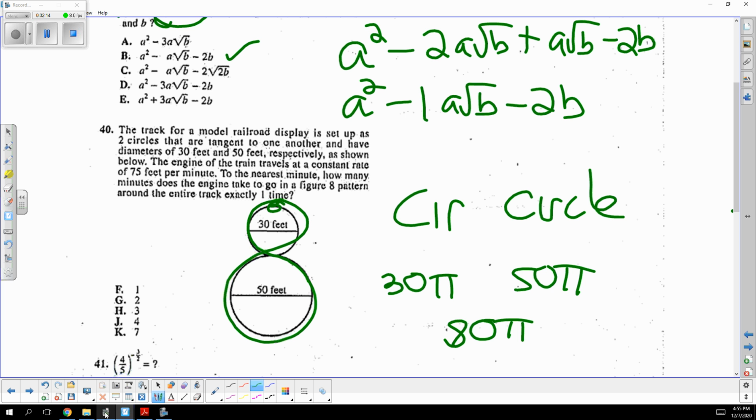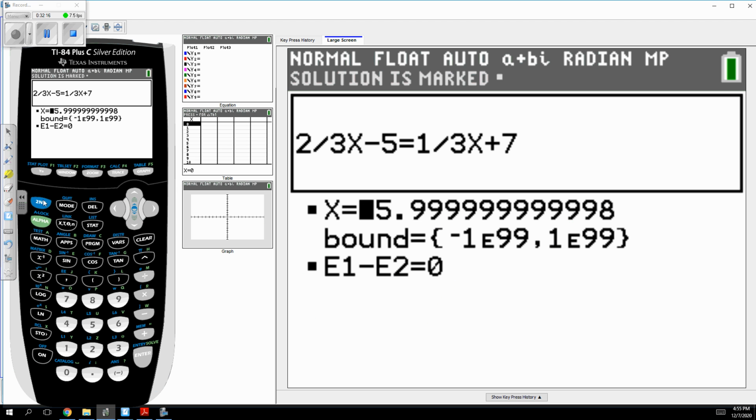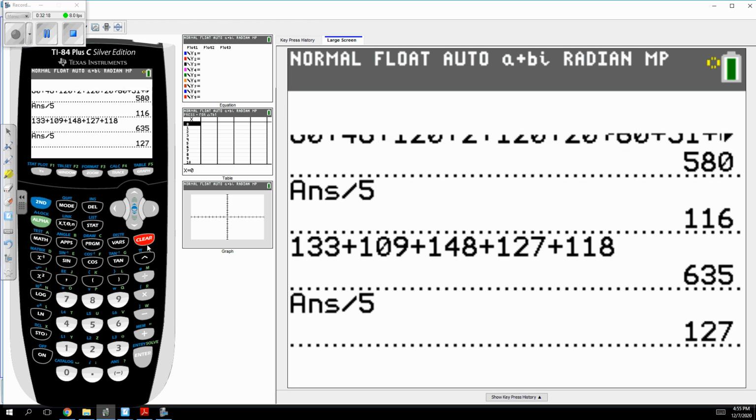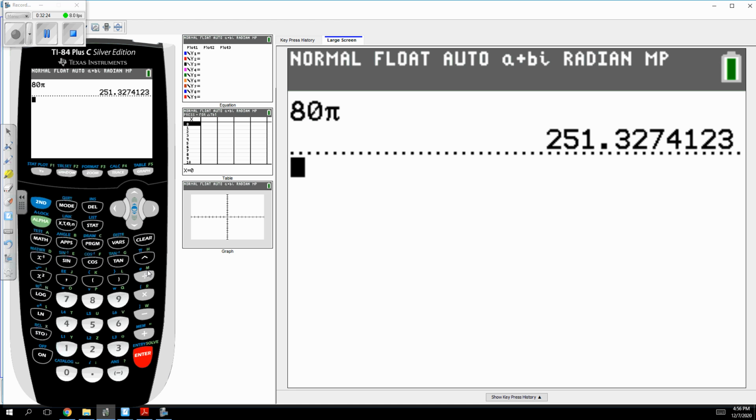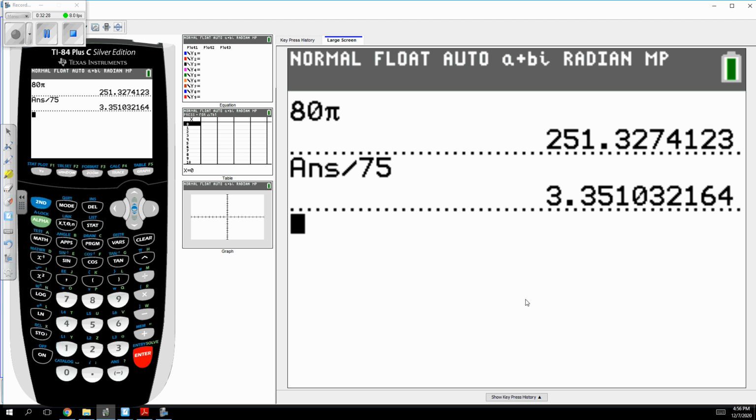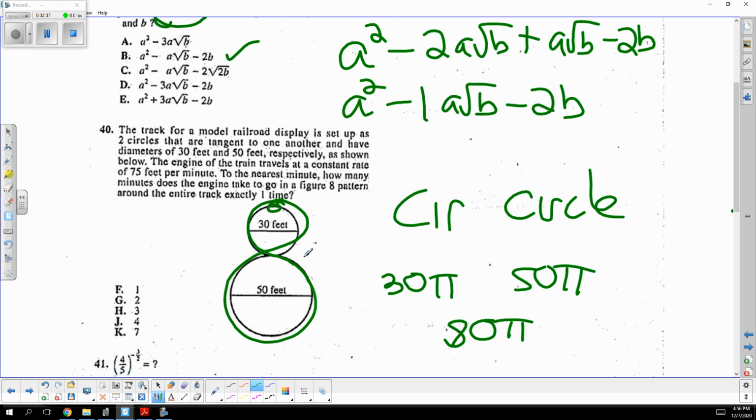So it would be 80 pi divided by the speed of the train, which is 75. So 80 pi divided by 75, closest to 3 minutes. So the answer should be 3 minutes, H.